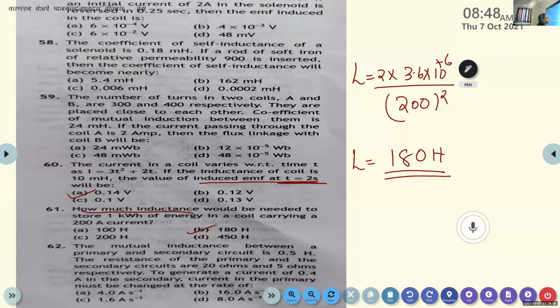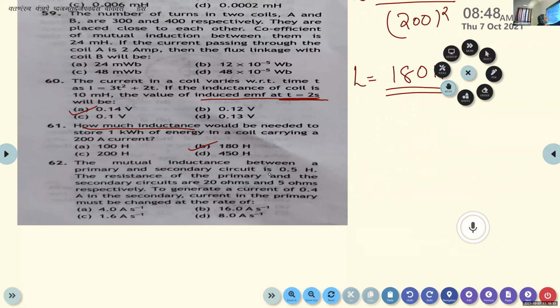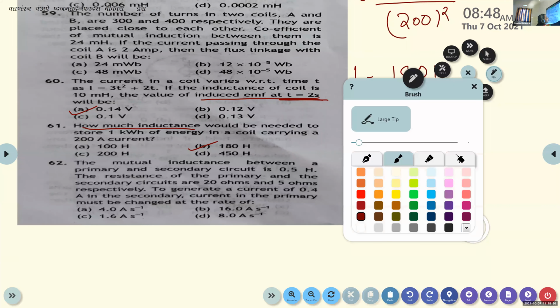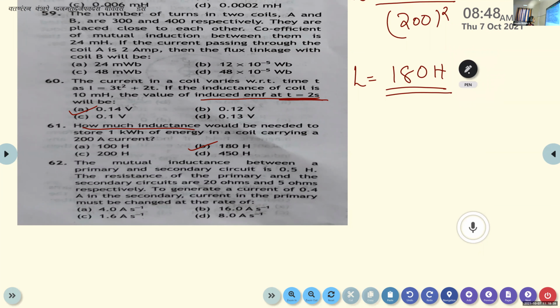Now the last question. The mutual inductance between a primary and secondary circuit is 0.5 Henry. The resistance of the primary and the secondary circuits are 20 ohms and 5 ohms respectively. To generate a current of 0.4 ampere in the secondary, current in the primary must be changed at the rate of 4 ampere per second, 16 ampere per second, 1.6 ampere per second, or 8 ampere per second.